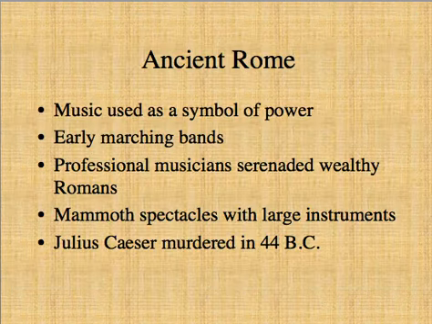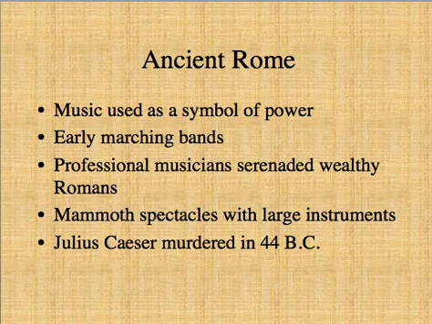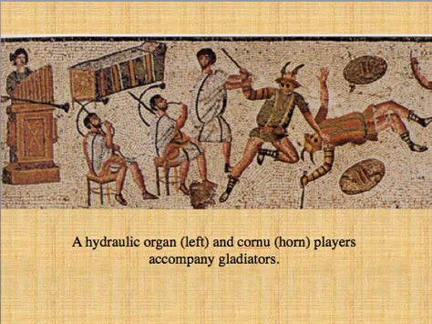In ancient Rome, things were similar to ancient Greece, but the military spectacle was a big part of music in ancient Rome. There were lots of brass instruments, lots of loud instruments, and music was a symbol of power and wealth. And here's a little picture to give you a sense of that.